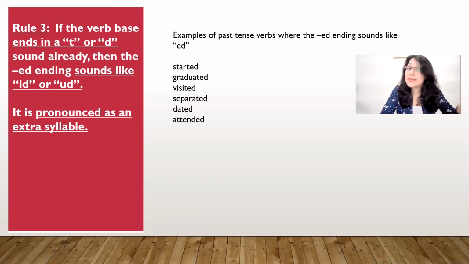Okay, so remember, whenever you have voiceless consonants at the end, it's going to be a very subtle sound of t at the end with one syllable. All right, again, you're going to merge it with the previous consonant sound. Whenever you have voiced consonants at the end of a verb, then the sound that you're going to make is a very subtle d sound. Okay, again, one syllable. Only when the base verb ends with a T or a D, like start, graduate, visit, separate, date, attend, all right, these are just the examples. So whenever you have a T or a D at the end, that's the only time you are going to break it into two syllables.